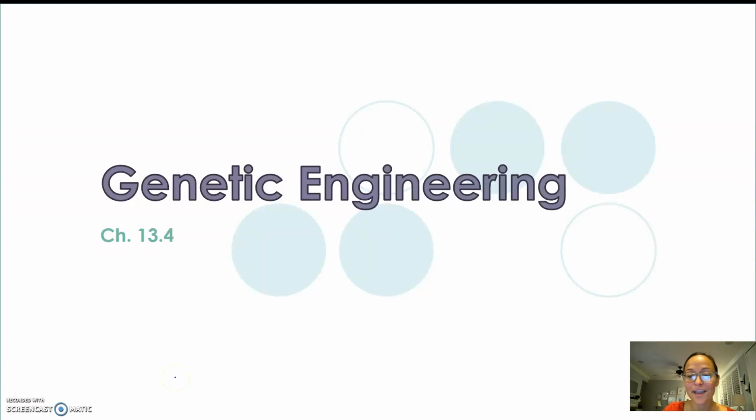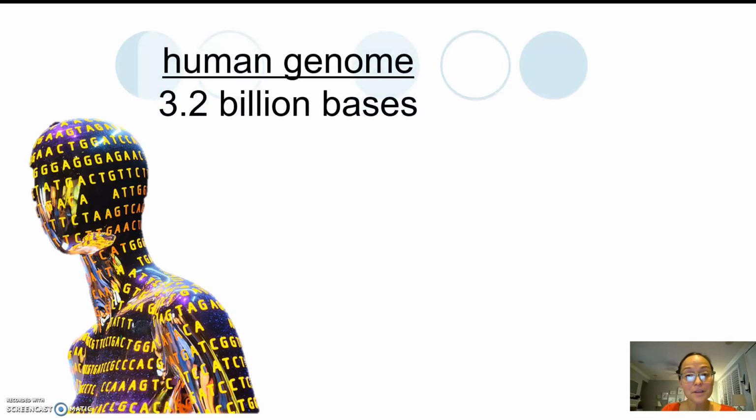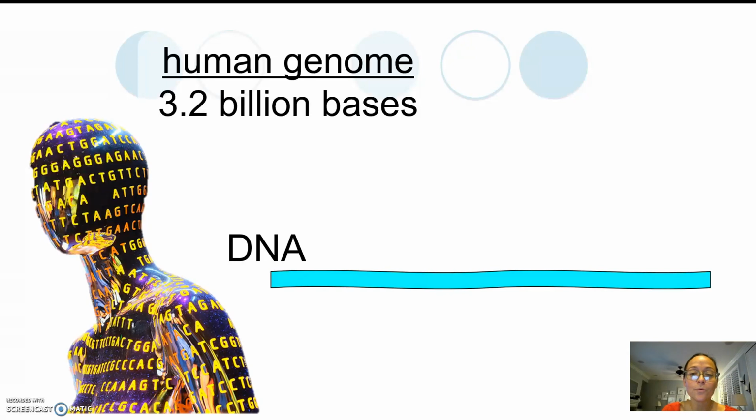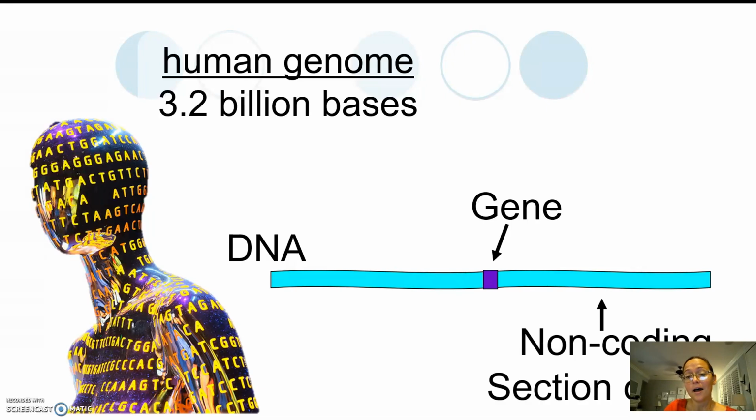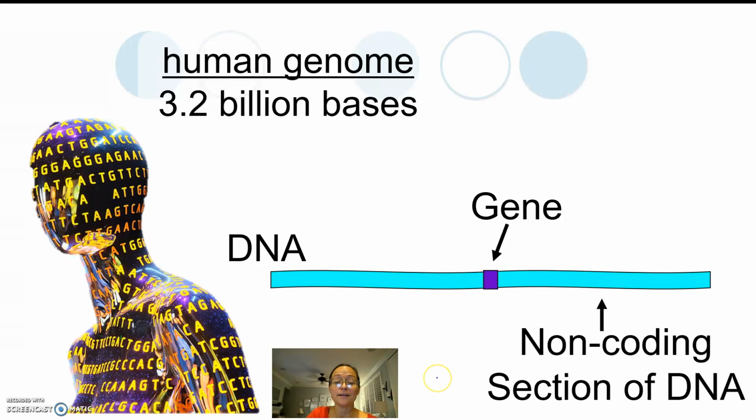So here we'll be looking at genetic engineering, at least the intro to it. When we look at our human genome, we have 3.2 billion bases. And those bases are the base pairs, like A, T, C, G, the nitrogen bases. When we look at all of our DNA, there's actually only a small section of it that is actually our genes. There's huge amounts of our DNA that are non-coding sections of our DNA.